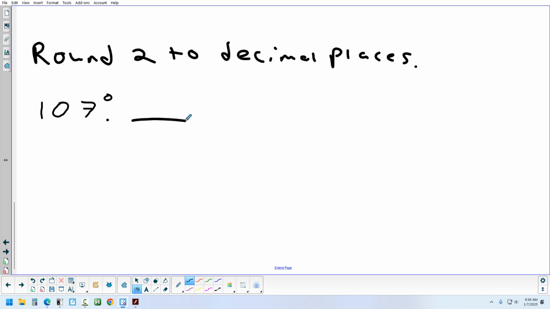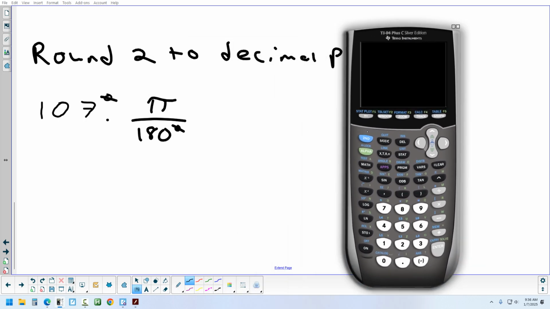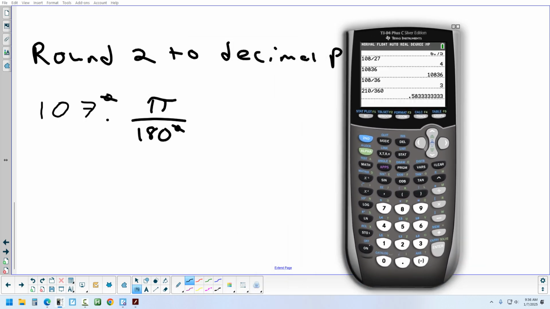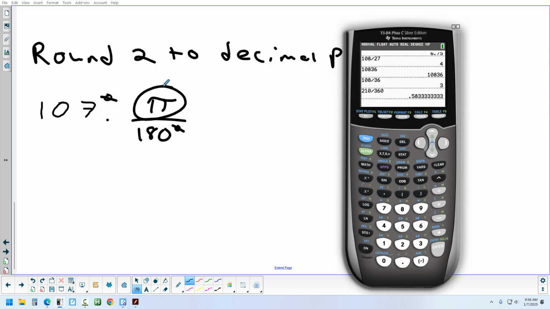Okay, so we already know what we're going to multiply by. It's the same thing we've been doing every problem. Pi over 180. This time, even if these did reduce, I don't care. Okay? Because I'm going to type that all into the calculator and just see what I get. How do you think I should type in this on the calculator? What should I do to type that in?